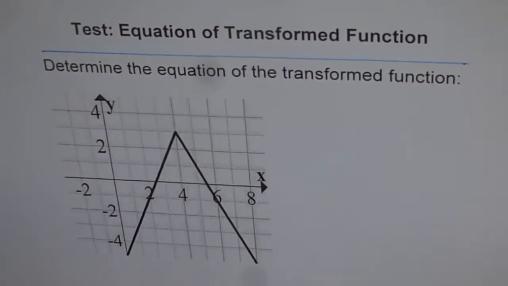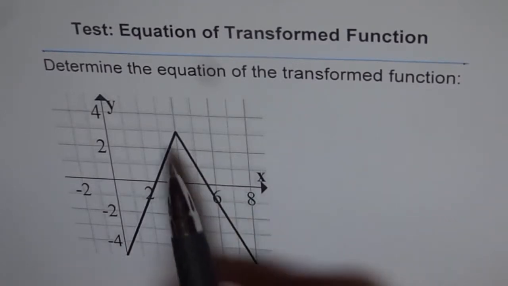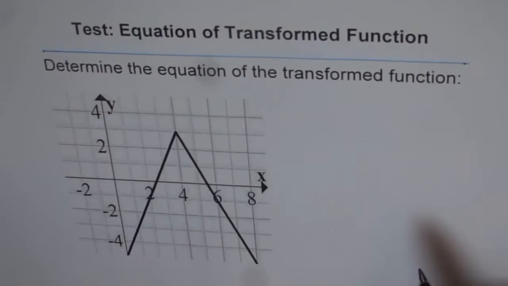Here is a practice test problem to write the equation of a transformed function whose graph is given to us. Now this is a graph of an absolute value function, and let's try to figure out what transformation it has gone through. So the best point to start with is always the vertex in an absolute value function.